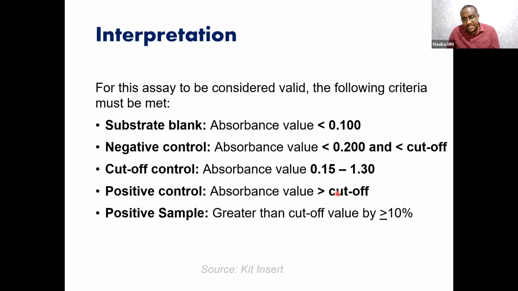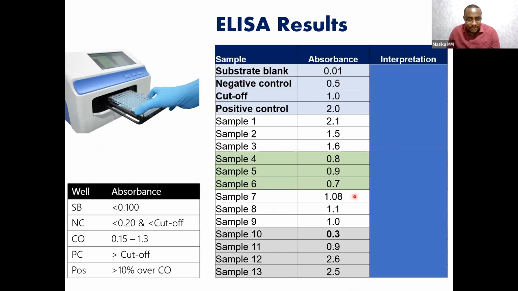The positive control you can see is greater than cutoff, so anything greater than 1.3. So you know for once, anything that has an absorbance value greater than the cutoff will be positive. But it has to be greater than cutoff by at least 10%. So you can look at the samples and look at the cutoffs and decide, these ones, are they okay?